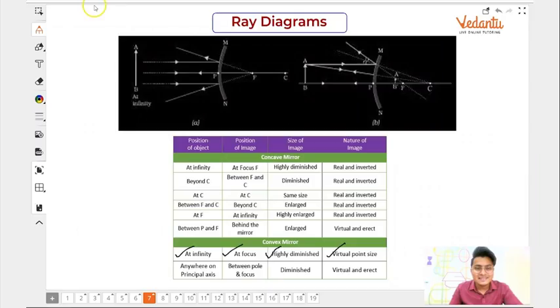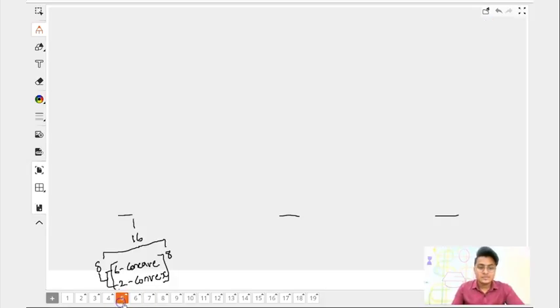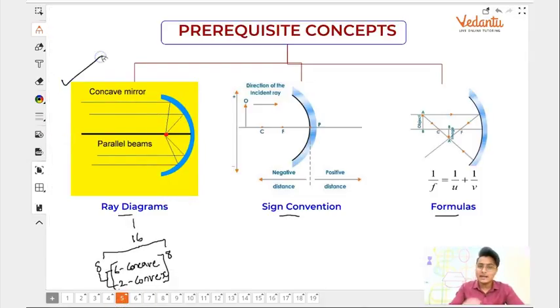So that's the entire scenario, and that checks out: position of object anywhere on the principal axis, position of image between pole and focus only. It's still diminished and virtual and erect. So guys, out of the prerequisite concepts which you required, we have completed the ray diagrams for all of them. Now I believe all of you guys know the sign convention. We'll take a quick revision for that, and we'll jump onto the formula, and then we'll go for the numericals. So for 5 to 7 minutes we'll do this, and then it's all and all numericals.